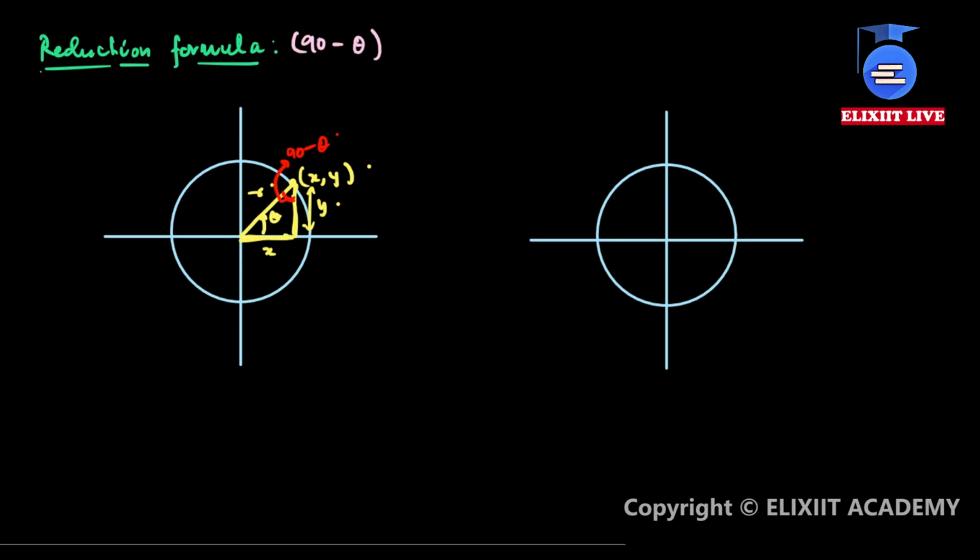So what I do over here, I purposely draw in such a manner that from the origin itself, I will create 90 minus theta. I will draw this triangle in such a manner purposely. Likewise, I will draw this triangle in such a manner that in the origin itself, I will create 90 minus theta.